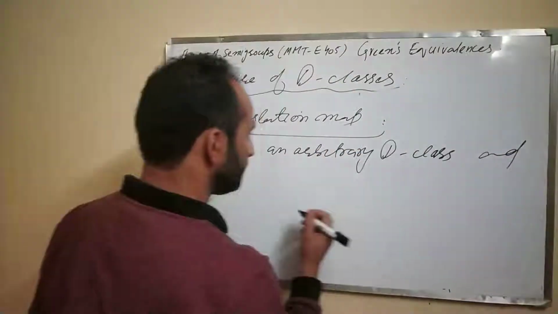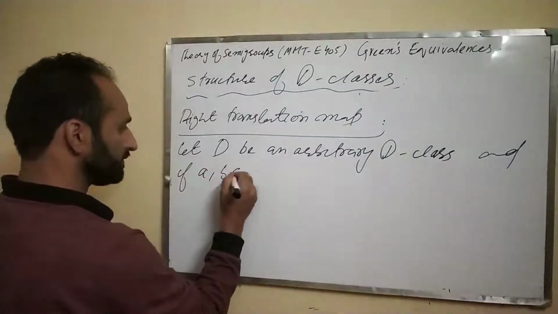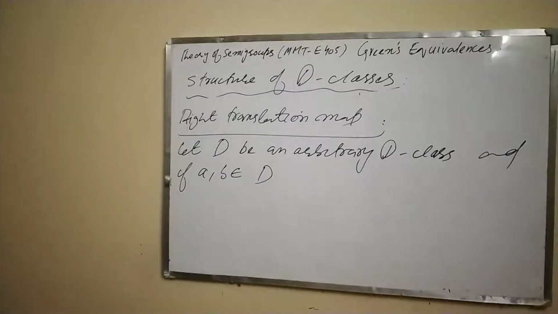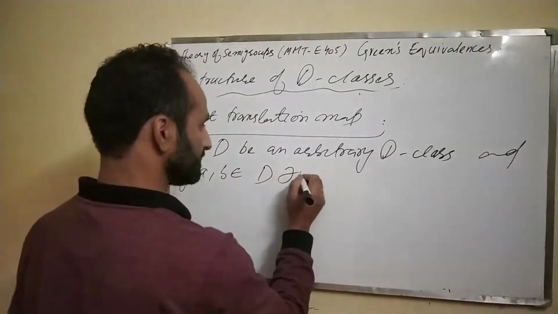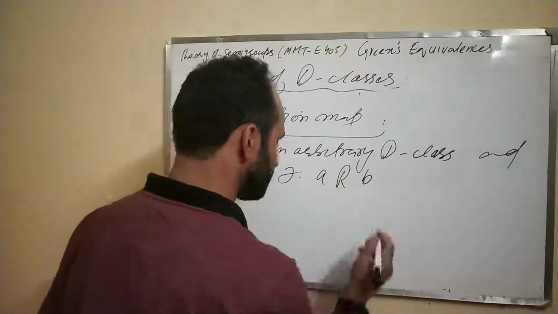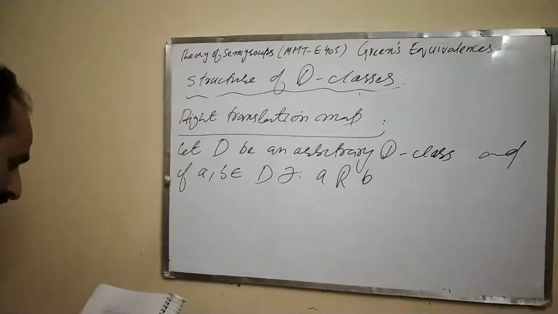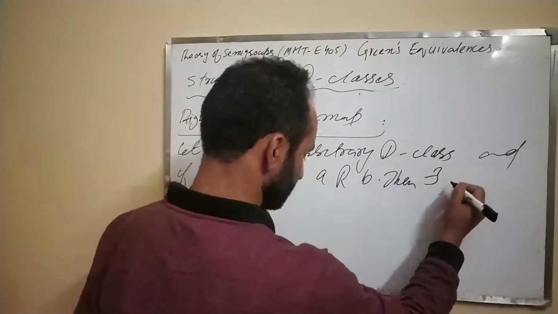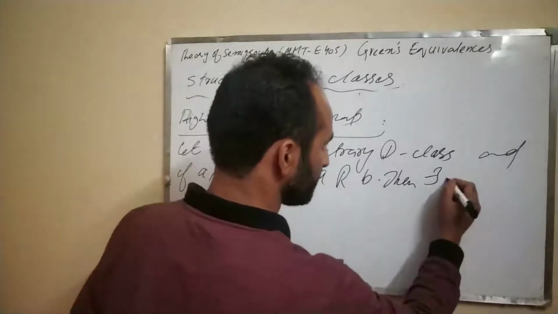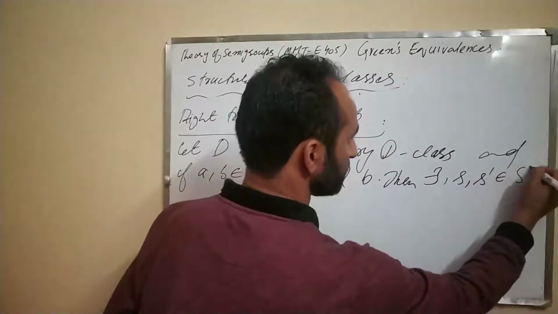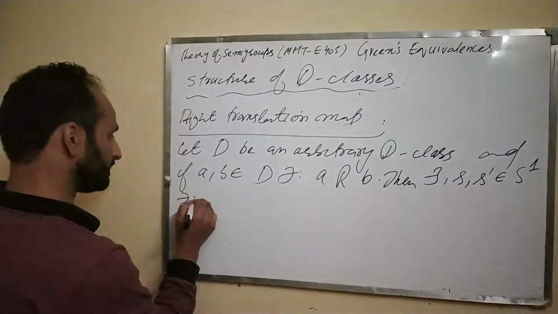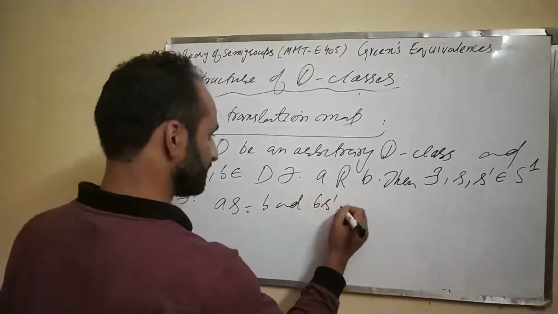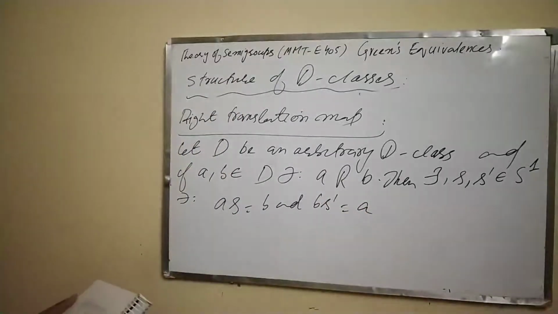And if A comma B belong to this D class, such that A is R related to B, then by definition there exists S and S dash, S comma S dash in the semigroup S1, such that AS is equal to B and BS dash is equal to A.